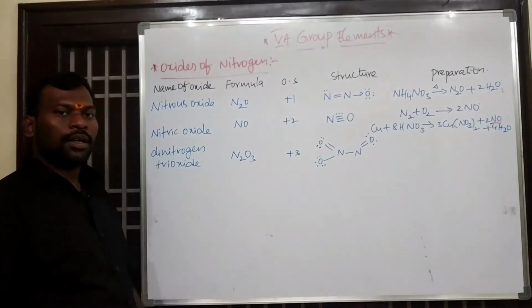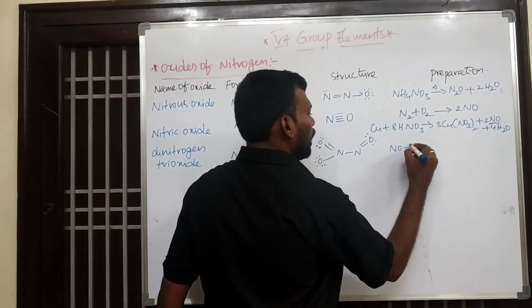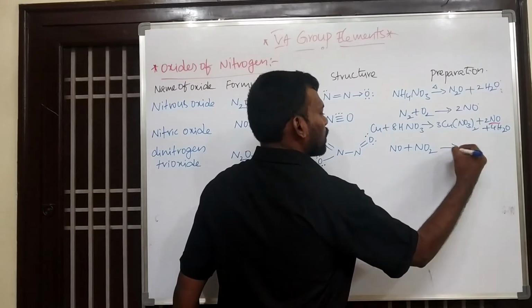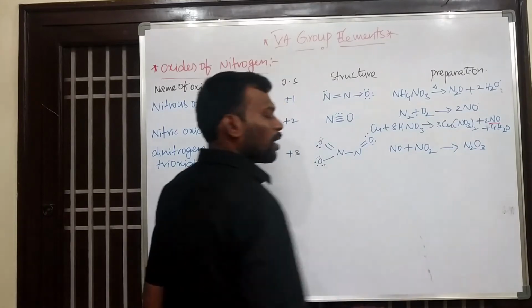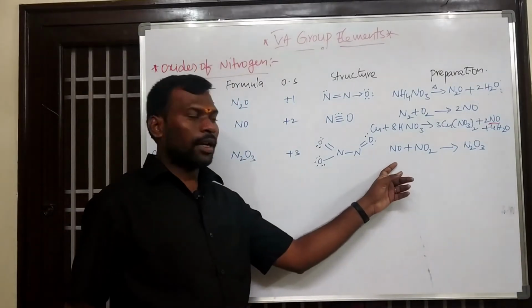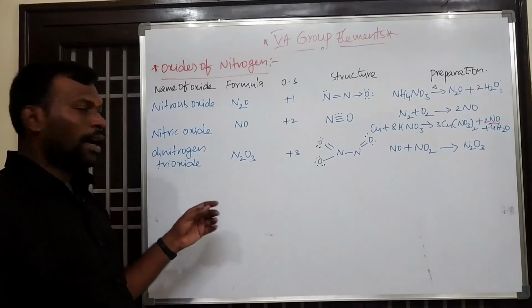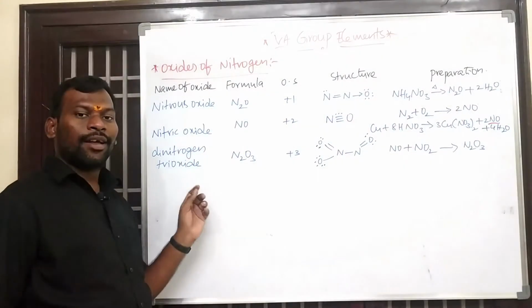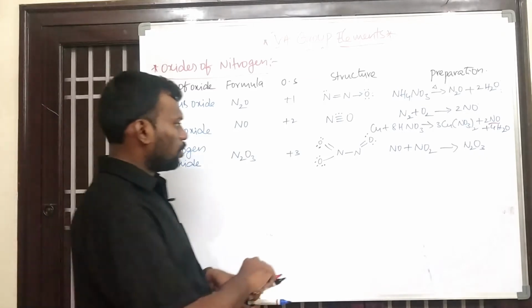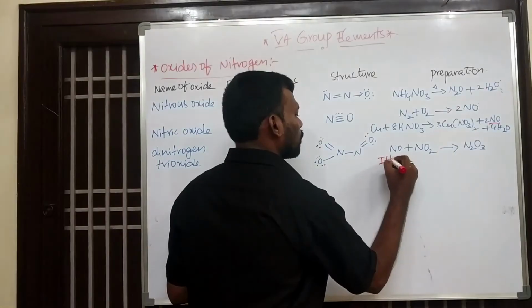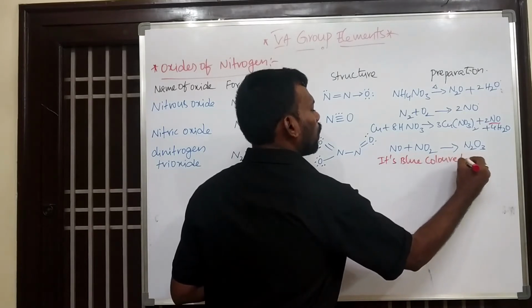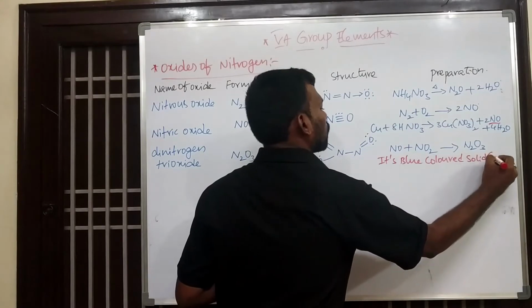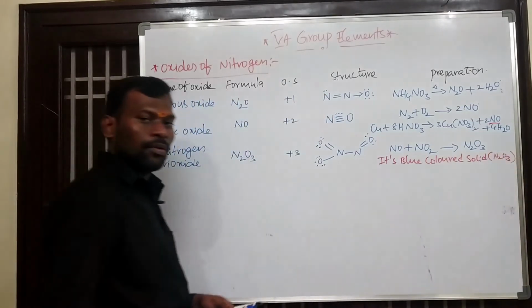This is the structure of dinitrogen trioxide, and it is prepared by the combination of nitric oxide and nitrogen dioxide. And dinitrogen trioxide is a blue colored solid. So N2O3 is a blue colored solid.